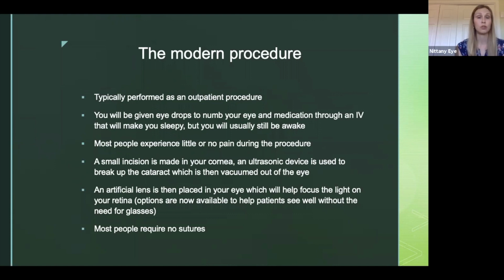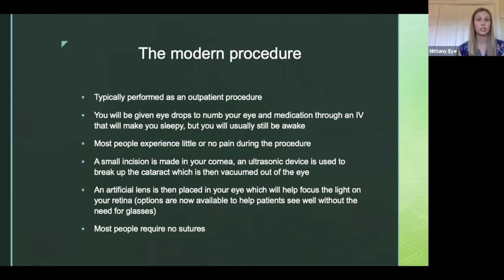You'll usually be given drops to kind of numb your eye. And then you are given a medication through an IV that makes you sleepy. But most patients will still actually be awake during the procedure. This is really important because it makes it so much safer, especially for patients with heart issues, you're not completely put under. And it's also nice too, because if the surgeon needs you to look a certain direction or move around, most people are able to follow his instructions. However, most people still remember very little about the procedure. You usually have very little, if any, pain during the procedure.